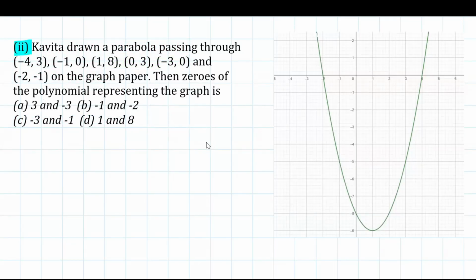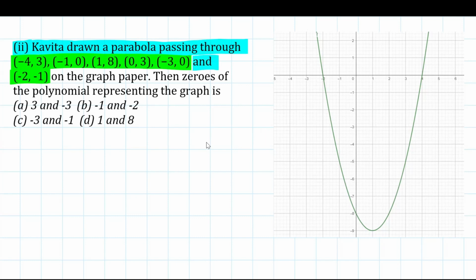The next question, that is the second part, says Kavita draws a parabola passing through these points. These are the points, right? Let's understand these are the points represented and they are not the zeros, right? And what we have to find? Yes, we have to find the zeros of this polynomial.